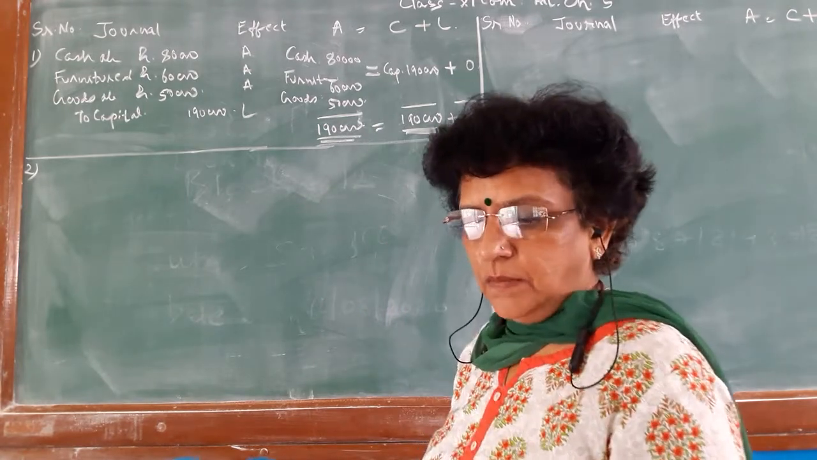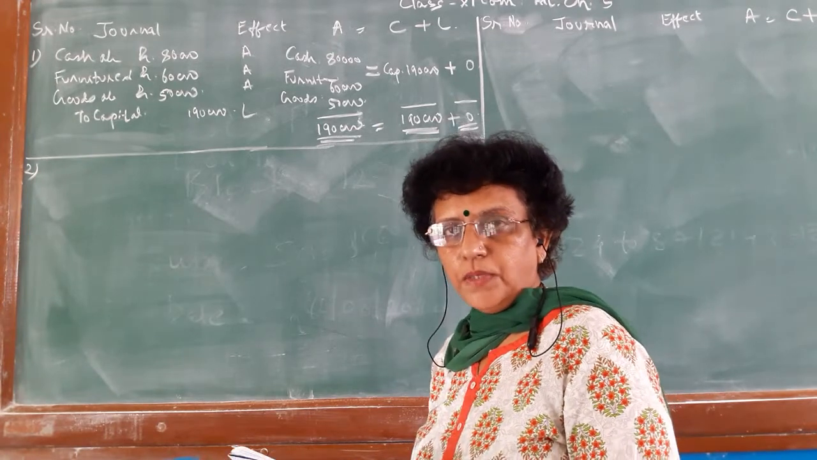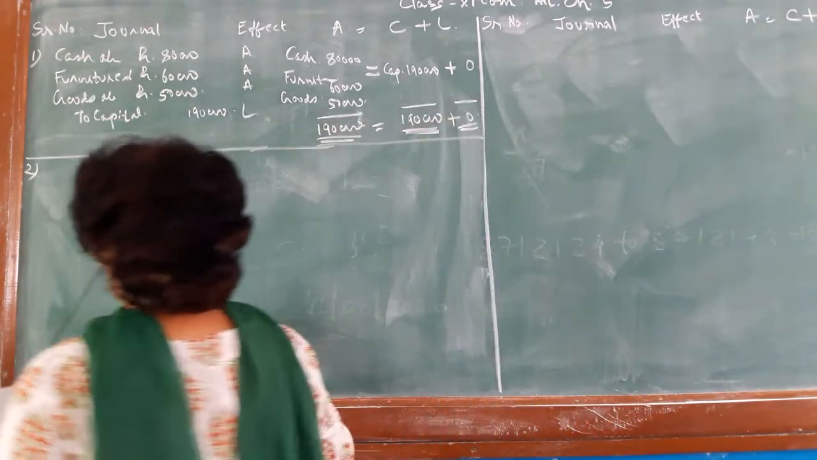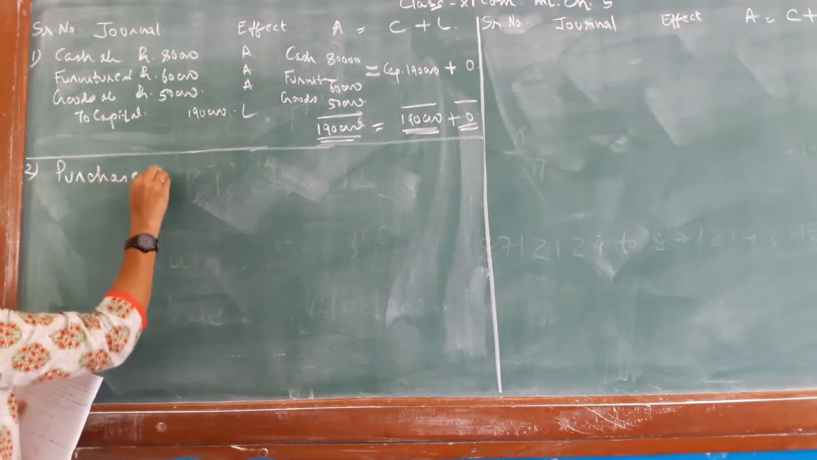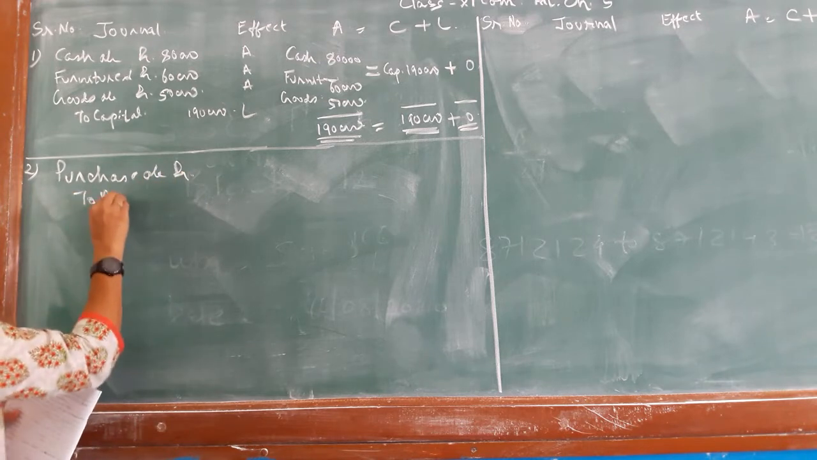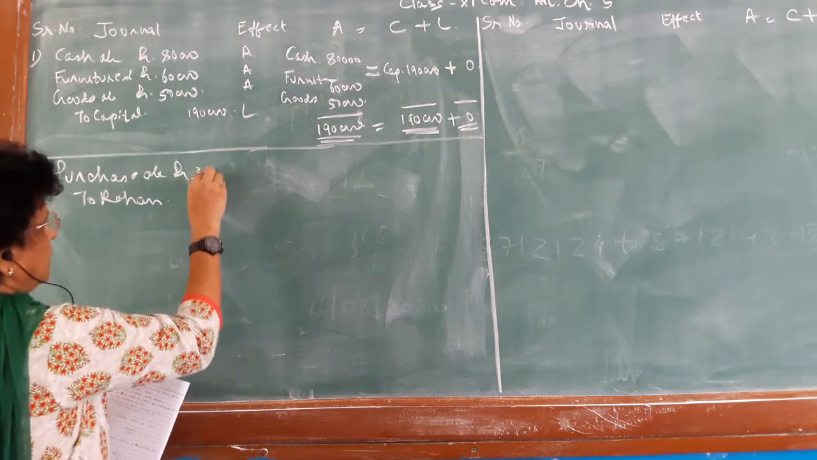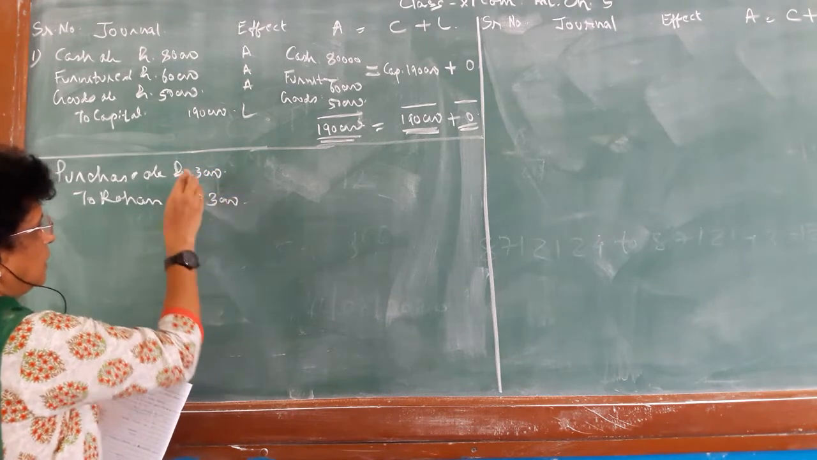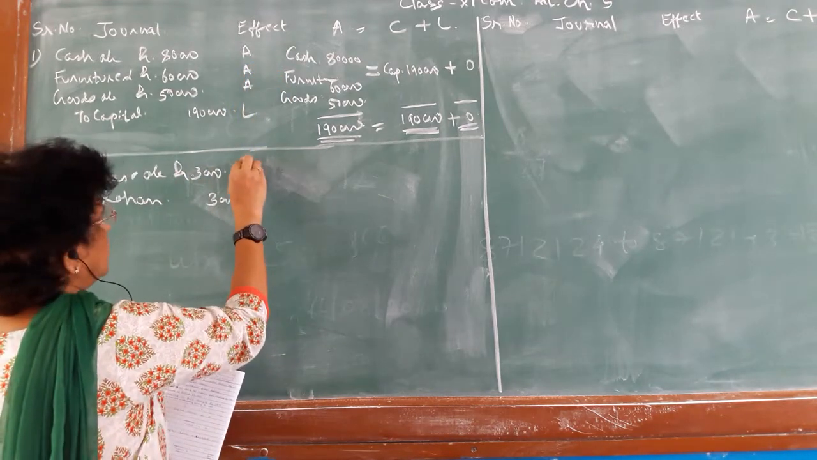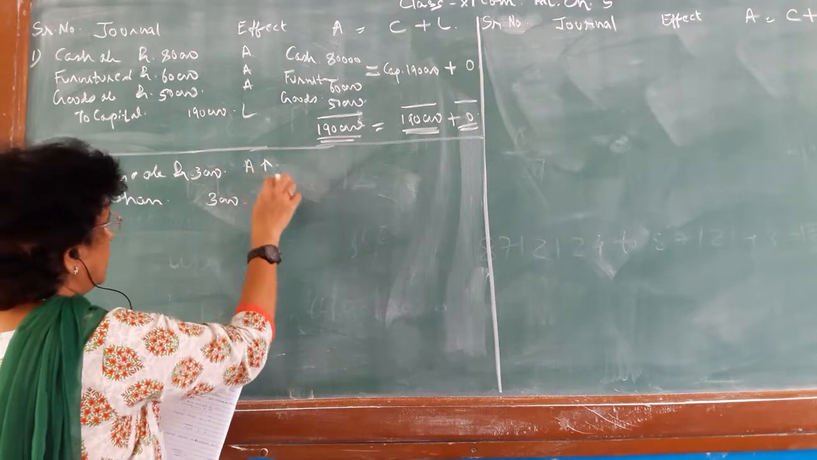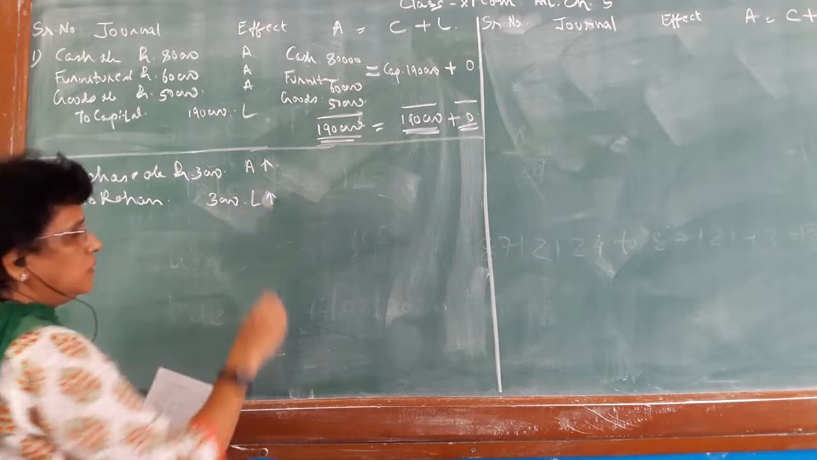The second transaction: goods of rupees 3,000 purchased from Rohan. You have purchased goods, so the journal entry becomes purchase account debit to Rohan. Rohan means you can say he is the creditor. The amount is 3,000. Now in the effect of this journal entry, the purchase increases, so the asset, the goods, increases, and Rohan is your liability, so your liability also increases.